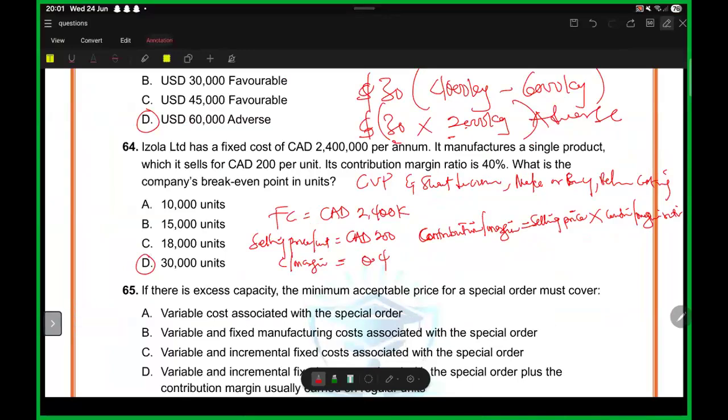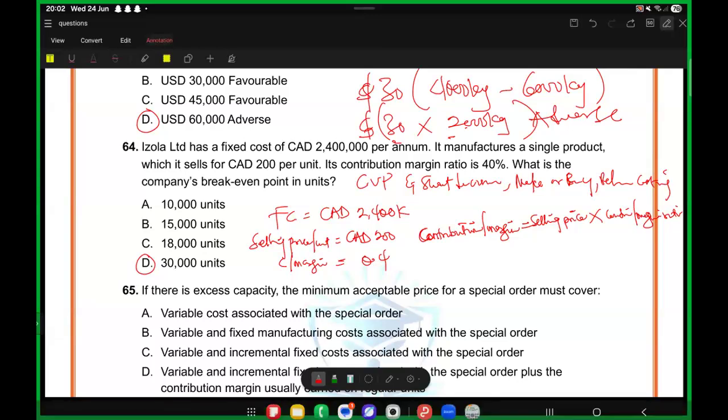Anytime you are given the contribution margin ratio, you can do a change of subject to find your contribution per unit. It is your selling price times the contribution margin ratio. Then you get your contribution per unit, and you substitute it into the break-even point formula.